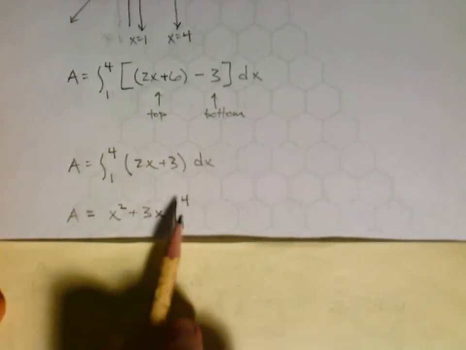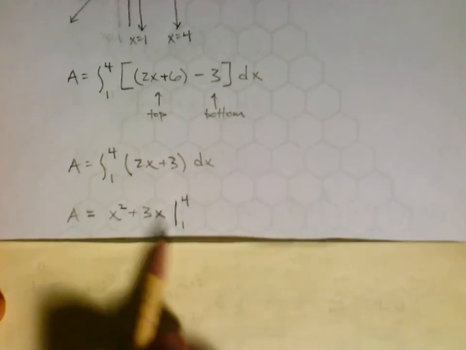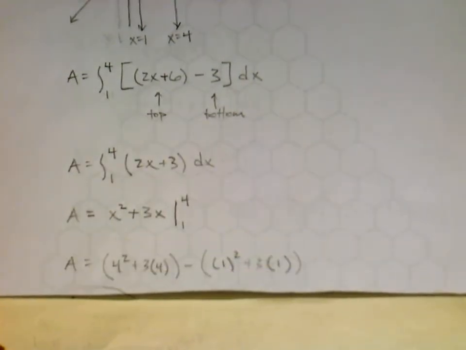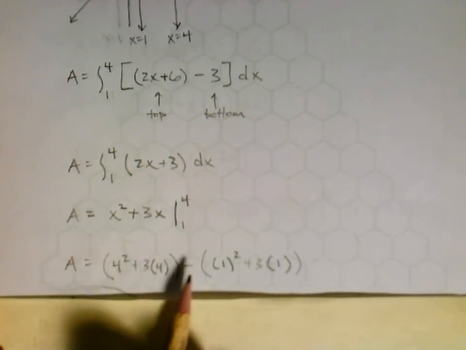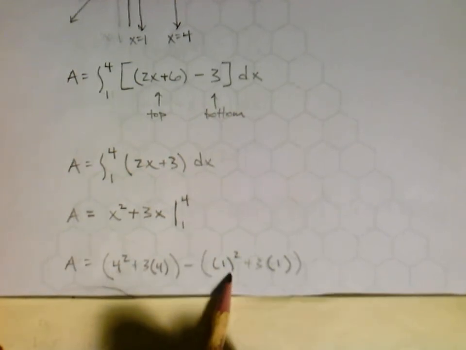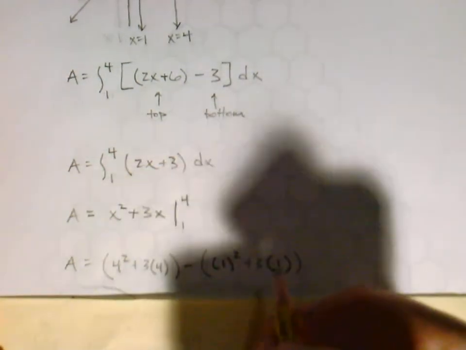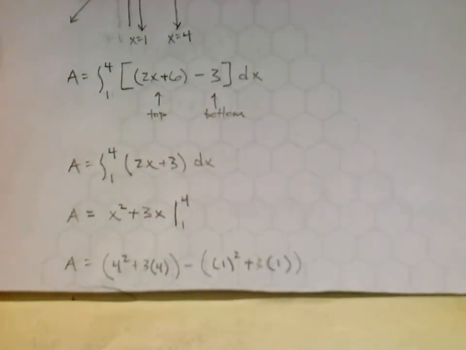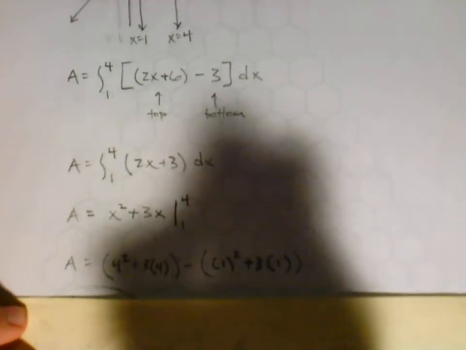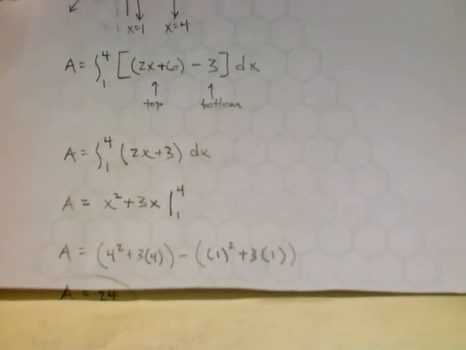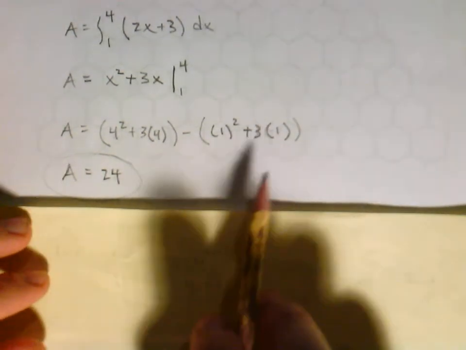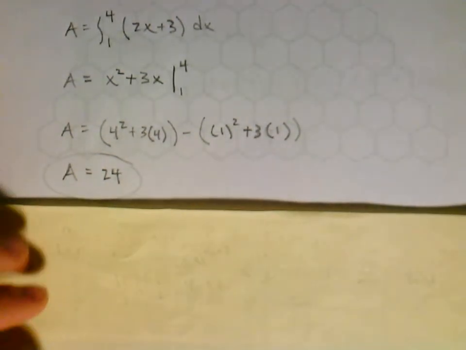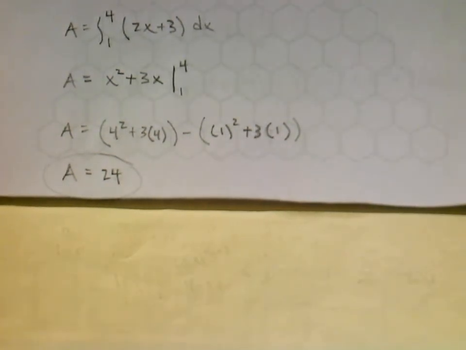Now it's just a matter of plugging in the 4, subtract, plug in the 1. So plug in the 4. Area equals 4 squared plus 3 times 4 minus 1 squared plus 3 times 1. Some of this is a bit dim on the video. Grab your calculator at this point. I just plugged that whole thing in. I got my area to equal 24.